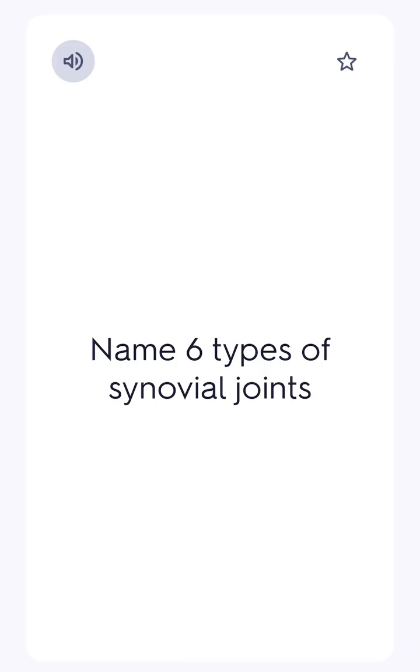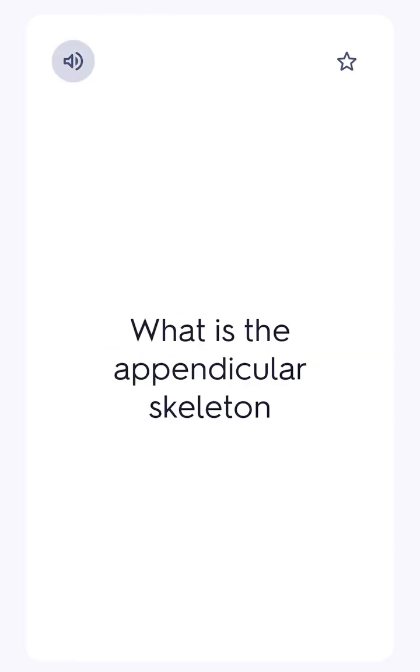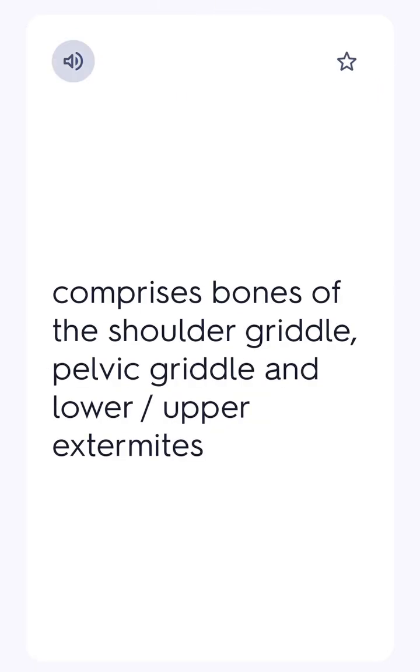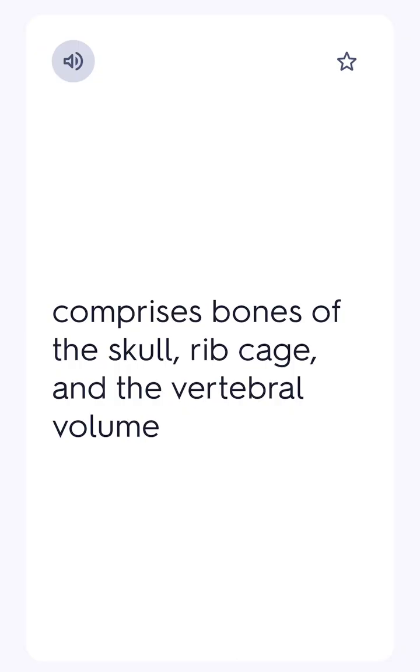Name 6 types of synovial joints. Plane, hinge, pivot, ball and socket, condyloid, saddle. What is the appendicular skeleton? Comprises bones of the shoulder girdle, pelvic girdle and lower/upper extremities. What is the axial skeleton? Comprises bones of the skull, ribcage, and the vertebral column.